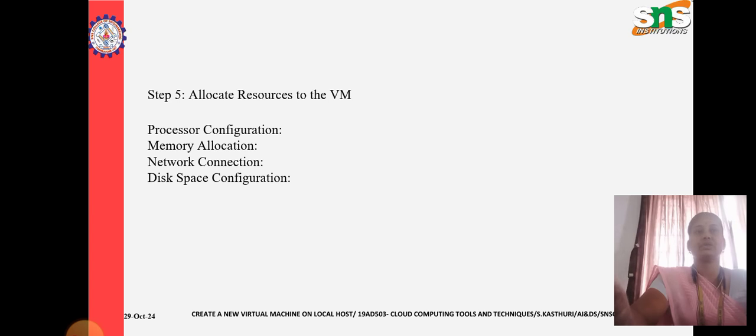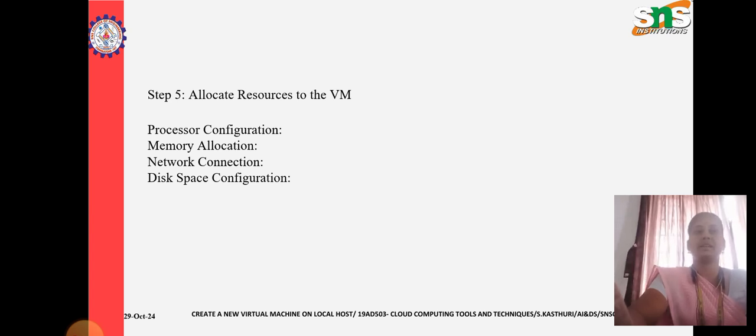Network connection. Choose the type of network connection: NAT, bridged, host only. NAT is network address translation. It allows the VM to access external networks through the host. Bridged connects the VM to the same network as the host, making it accessible like a physical device. Host only creates a network that allows communication between the host and the VM but not external access.